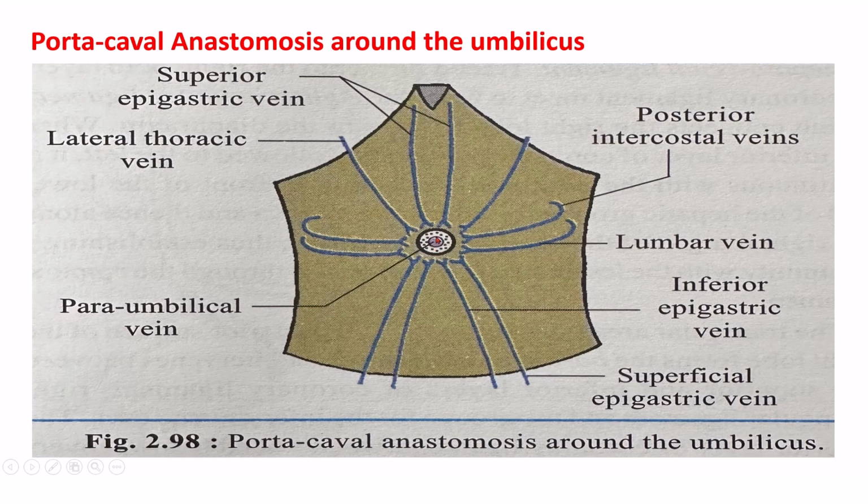So at the umbilicus there is the paraumbilical vein, which is a portal component, and surrounding the umbilicus there are systemic components. You can see the superior epigastric vein, inferior epigastric vein, the lumbar veins, posterior intercostal veins. All these communicate with the portal vein at the umbilicus.